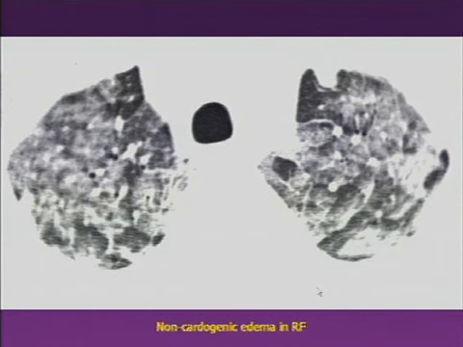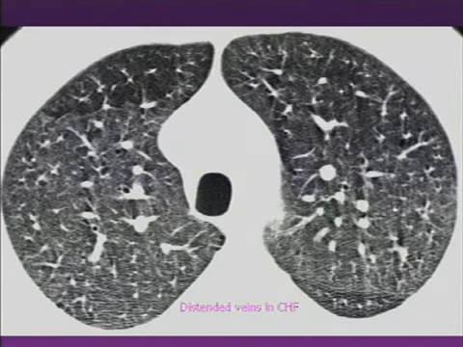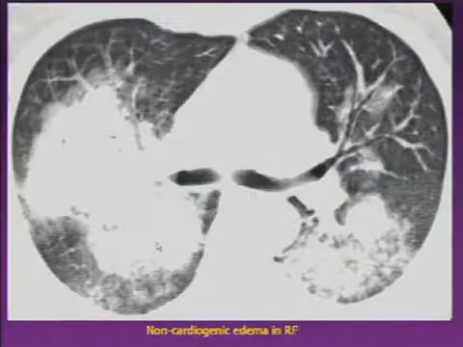This is a patient with renal failure. This is a non-cardiogenic edema. In distinction to the edema pattern we saw previously, note that there is no particular peribronchovascular, perihilar distribution of the disease. Note that the upper lung veins are not distended, in contradistinction to this patient who has CHF, where the upper lung veins are grossly distended.